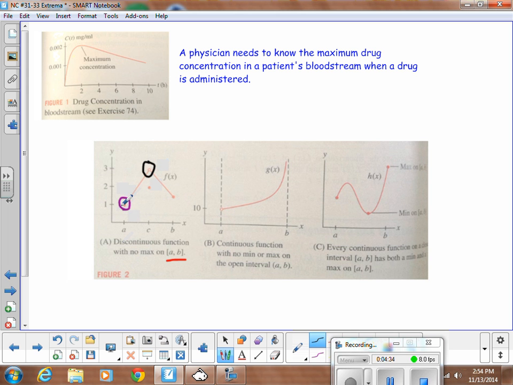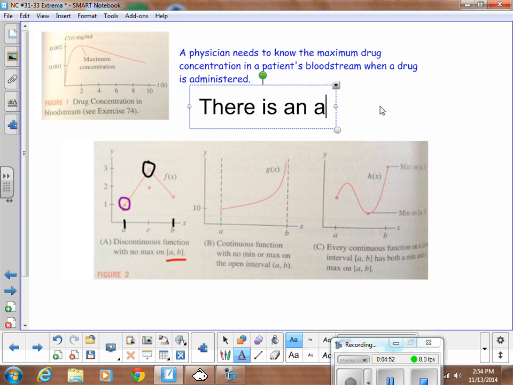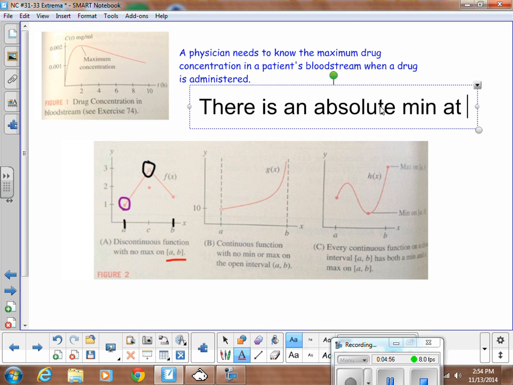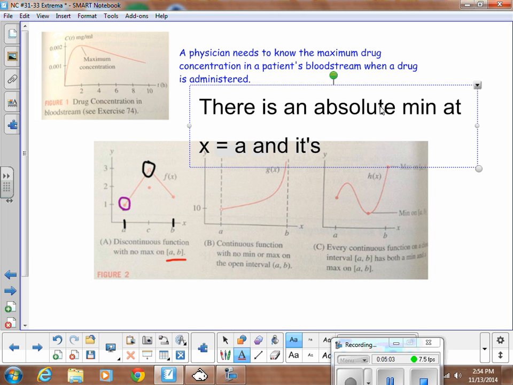But there is an absolute minimum. This is the lowest point on this graph from this closed interval from A to B. Now, when we talk about absolute max and min, there's a correct way that we need to state this. For example, on this first one, I would say there is an absolute min at x equals a, because I don't know what that is, and its value is 1.